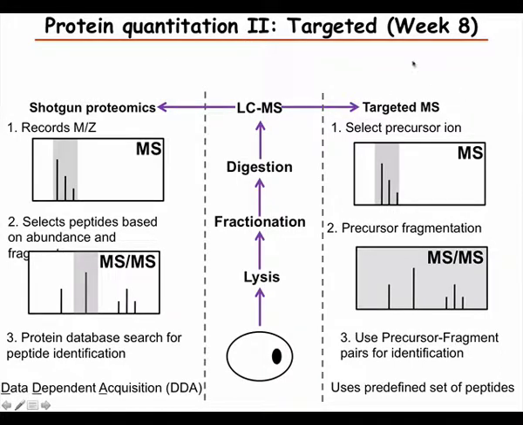As opposed to that, we have the targeted approach, where you have a list of proteins that you're interested in, and you select a few peptides for each, and just collect information on these peptides from these few proteins. So these are the two. When you do discovery proteomics, you can identify a lot of proteins, but you get much better quantitation when you do the targeted analysis.